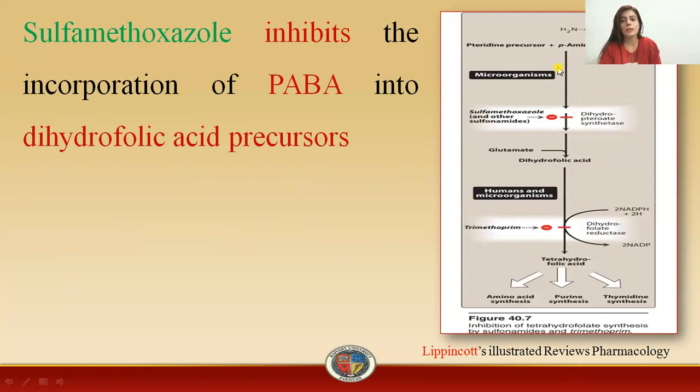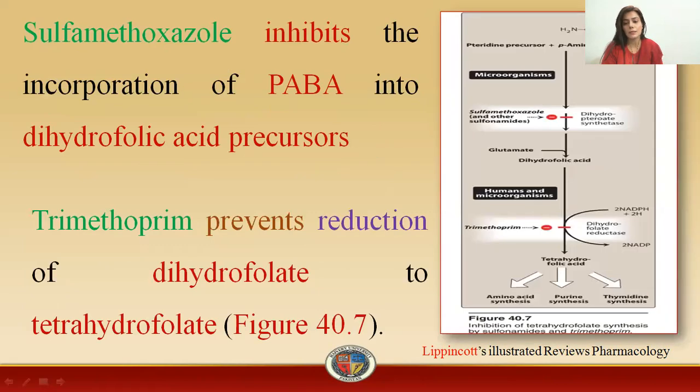Now what is sulfamethoxazole doing in this combination? Sulfamethoxazole inhibits the incorporation of PABA into the bacteria, that is, it is inhibiting the formation of dihydrofolic acid. This sulfamethoxazole will compete with PABA because it is a structural analog of PABA. As a result, there will be non-availability of PABA to the enzyme synthetase, and this sulfamethoxazole will then inhibit dihydropteroate synthesis.